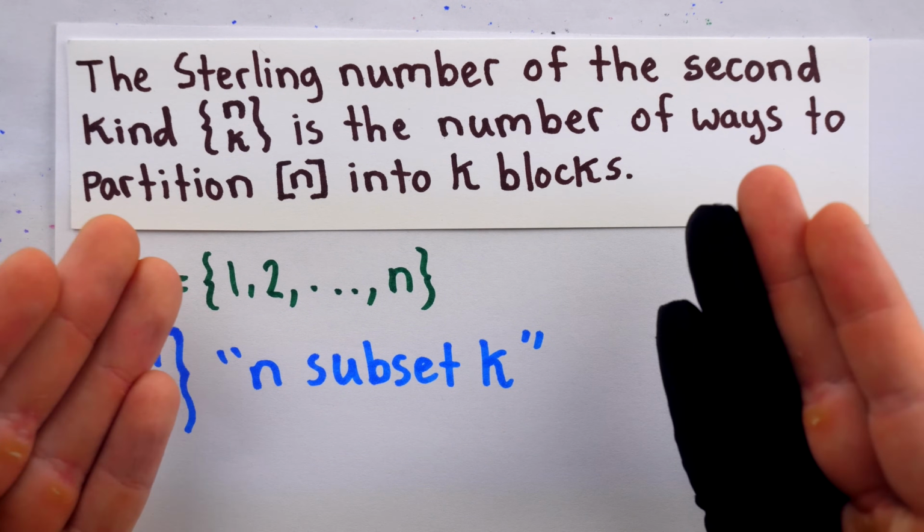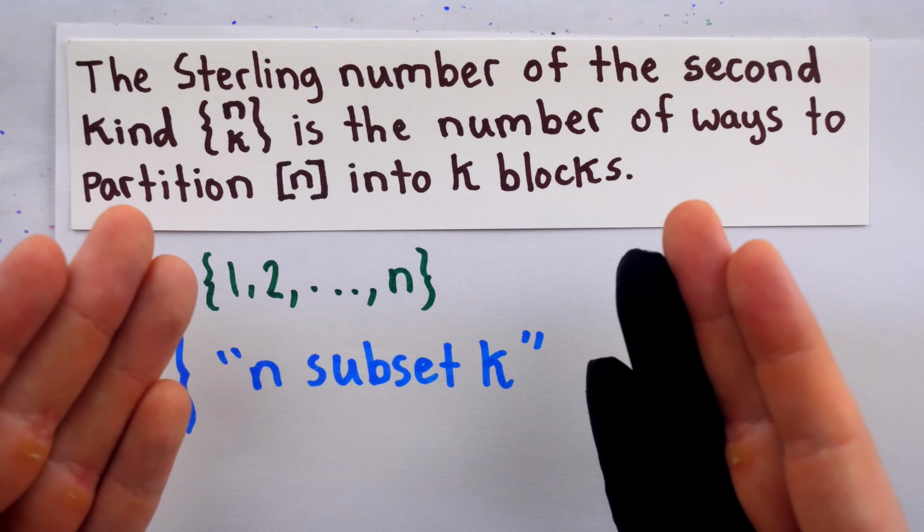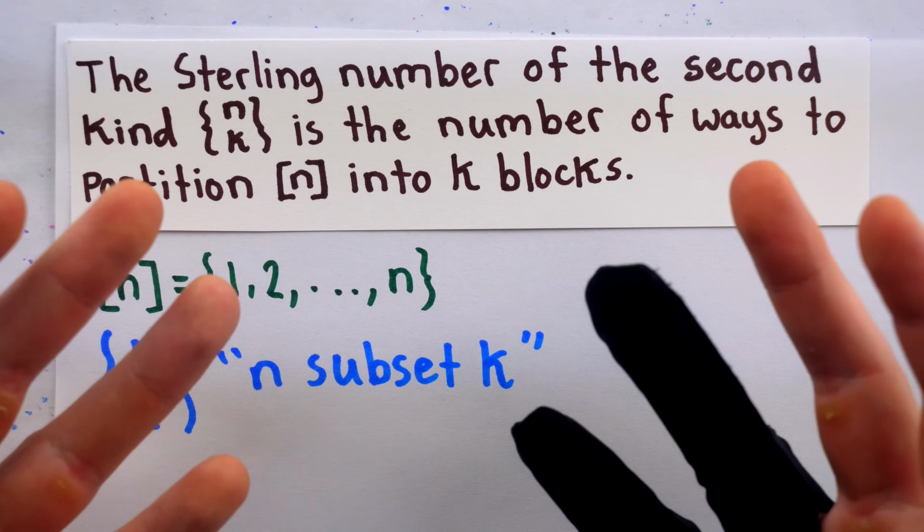And finally, this definition certainly begs one question in particular, which is what happened to Stirling numbers of the first kind?